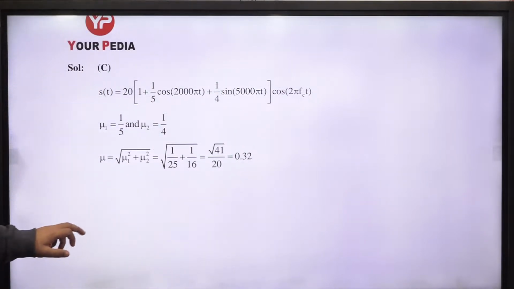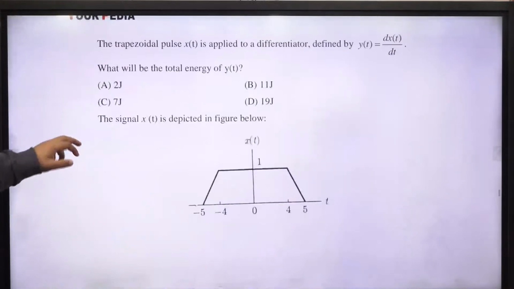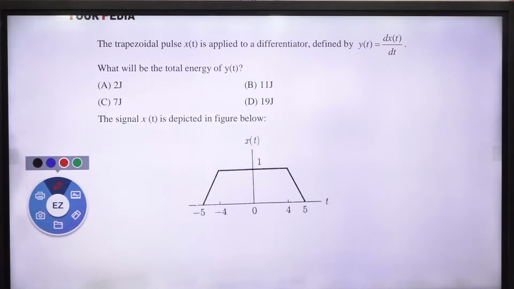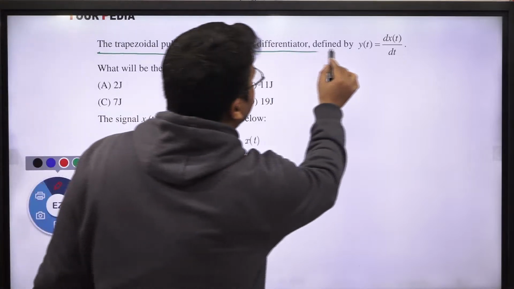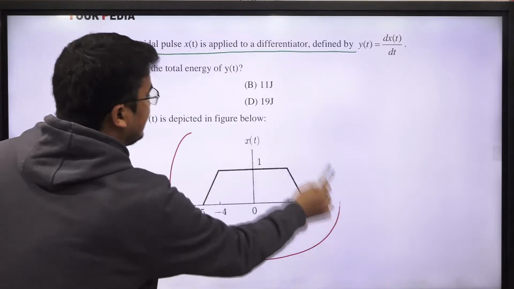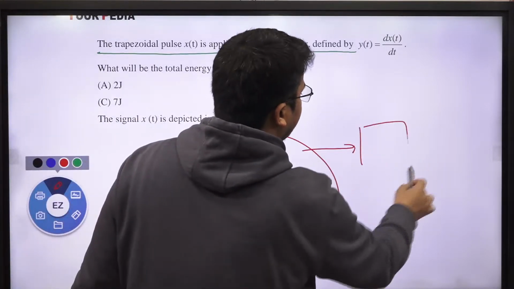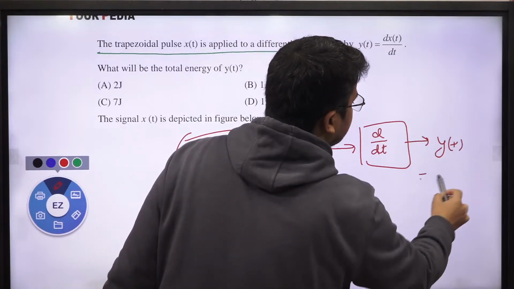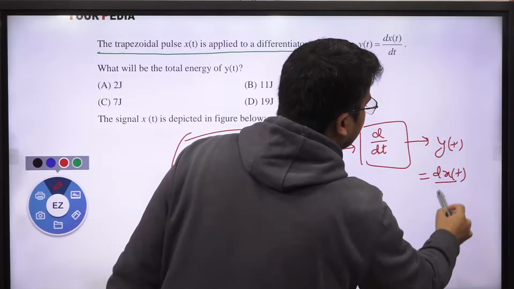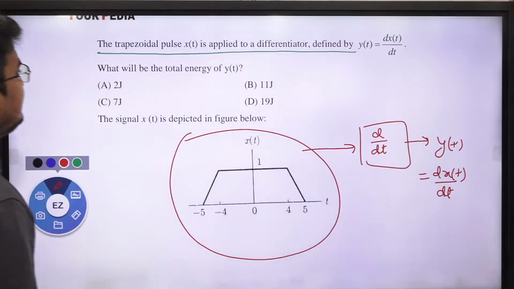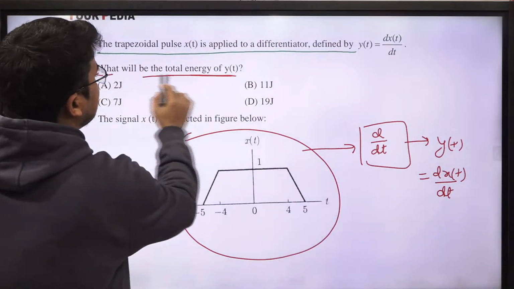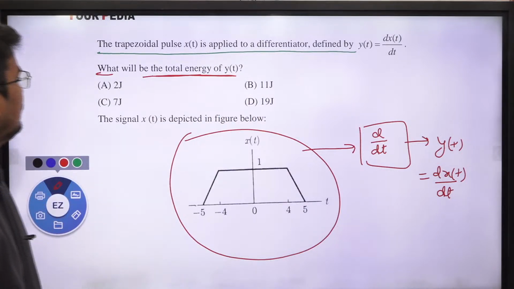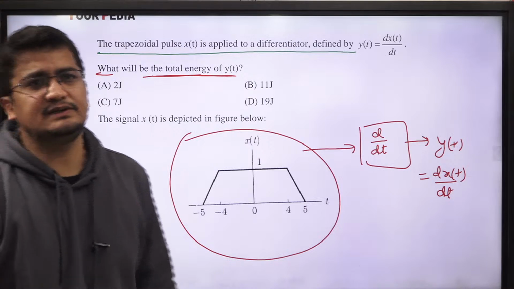So moving ahead, tell me what will be the answer for this. Do it fast. The trapezoidal pulse is applied to a differentiator. Is it clear? This is going as an input to the differentiator, and we are getting the output signal y of t, which is d of x of t upon dt. Then he's asking what will be the energy of y of t, the energy of the final signal obtained after differentiating. The options are 2 joule, 11 joule, 7 joule, 19 joule. Do it fast, please.